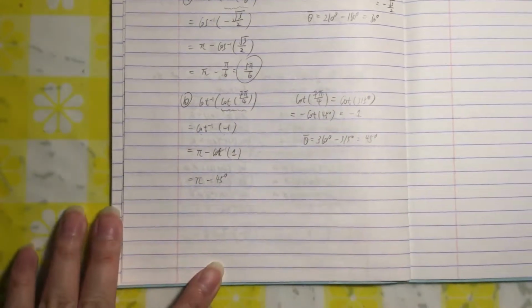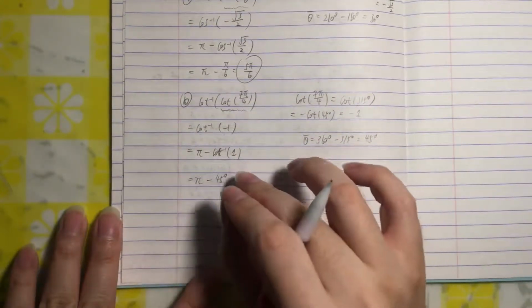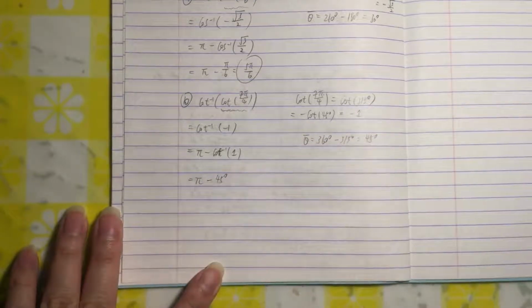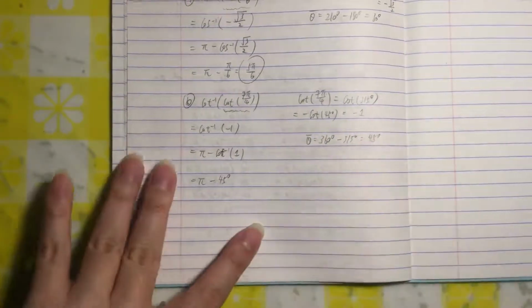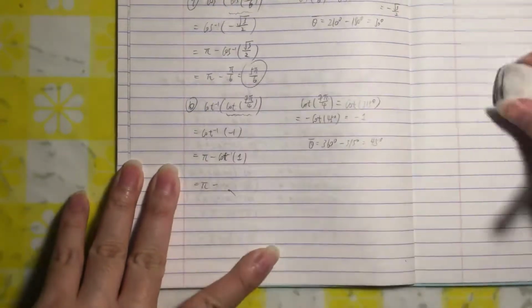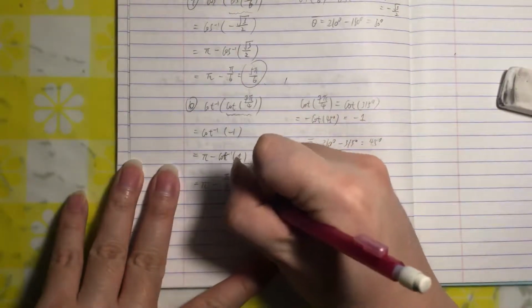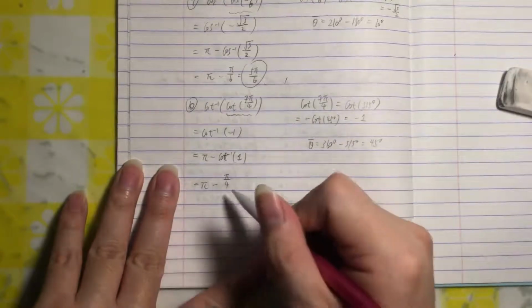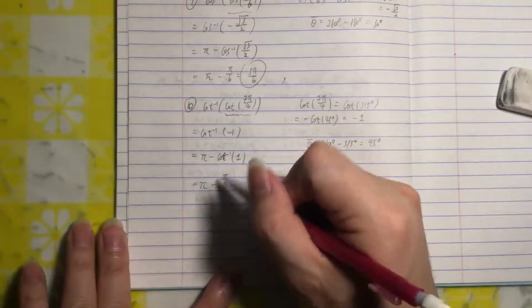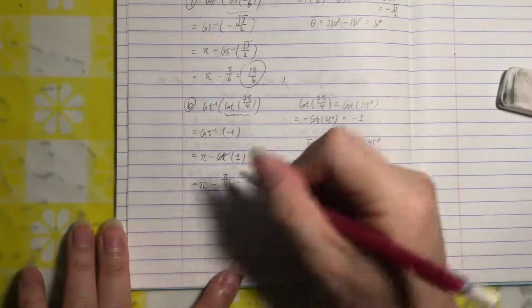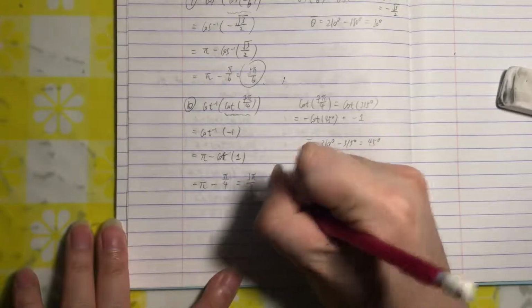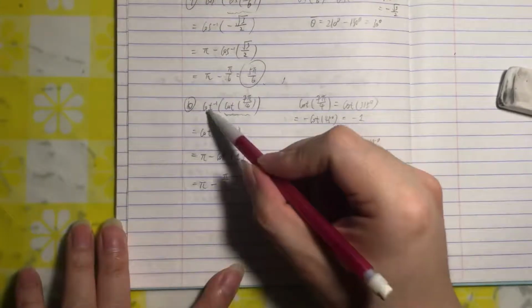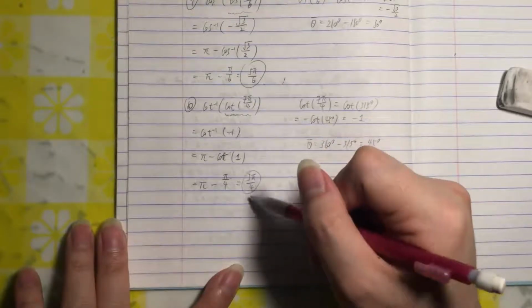In general, for these special values on the table, we prefer to use radial measure instead of degree measure. 45 degree in radial measure is pi over 4. Then take pi minus pi over 4. We get 3 pi over 4. So that's inverse cotangent of cotangent of 7 pi over 4. We get 3 pi over 4.